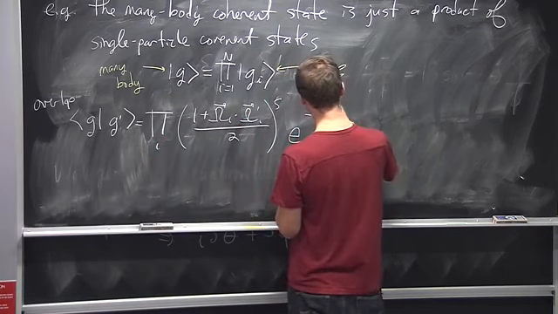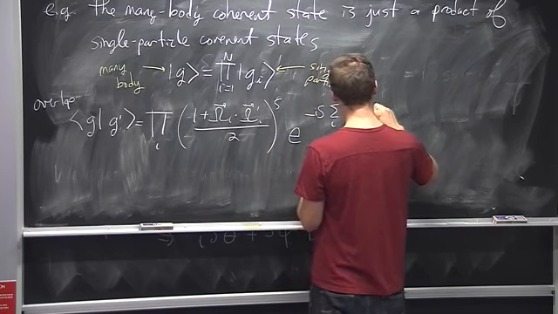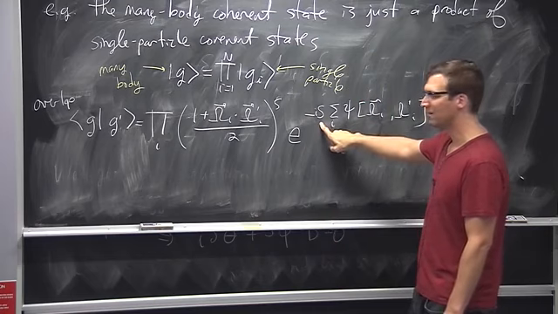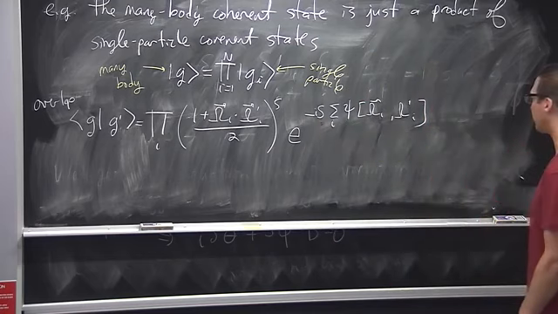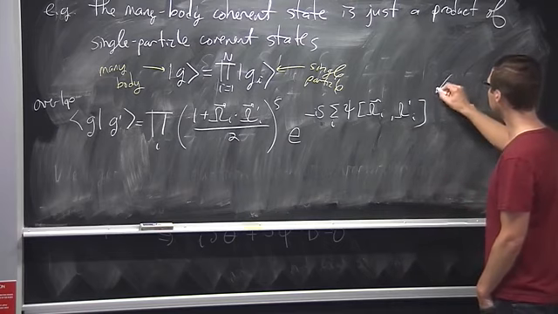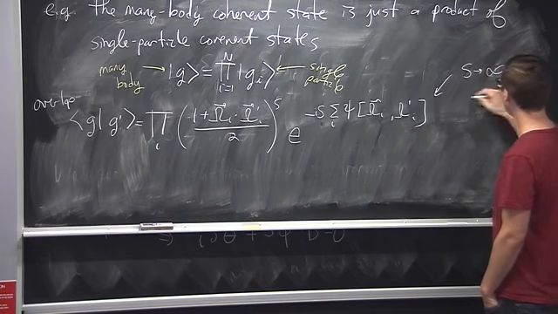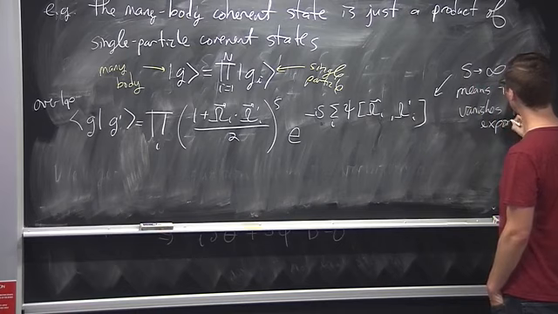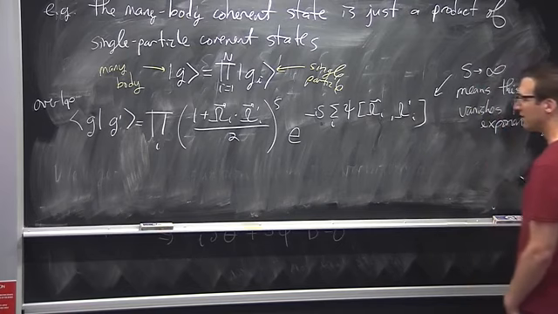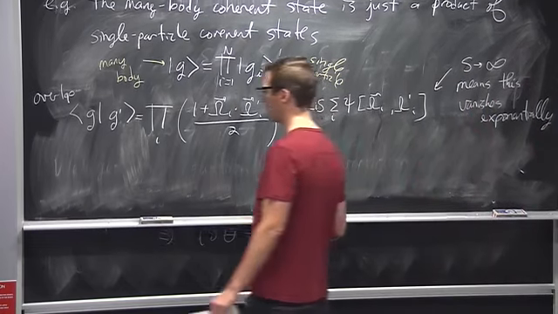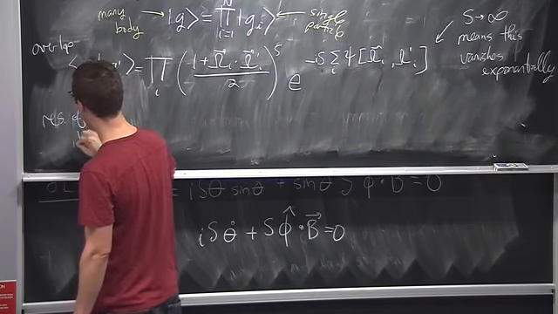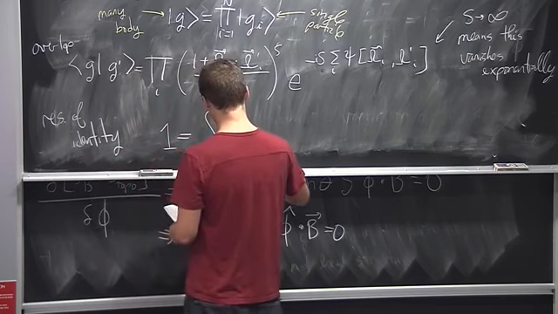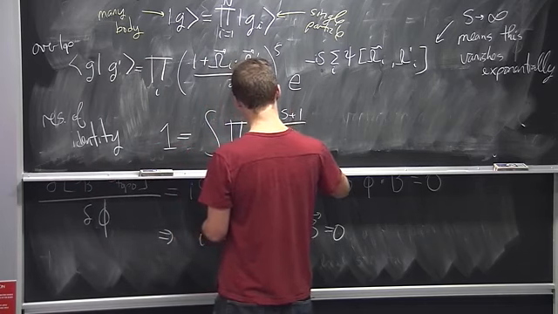Oh yeah, and the overlap has S in it, right? And this S is what shows you that the overlap vanishes exponentially when S goes to infinity. So that's the equivalent of h bar going to zero. That's classical spins. If you have an overlap, you then basically need a resolution of the identity, which is 1. I can't remember which of these you're deriving.